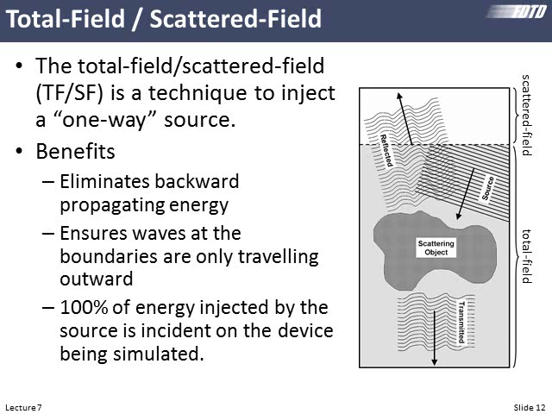So what we do is we divide our total grid. I'm showing a 2-dimensional grid here. We divide it into 2 regions. We have in the lower portion the total field region, which contains the source, and then the source bounces off our object and it scatters, and it also contains this scattered field.